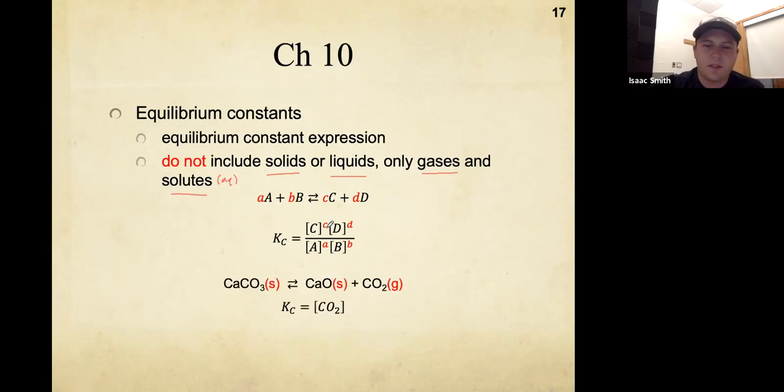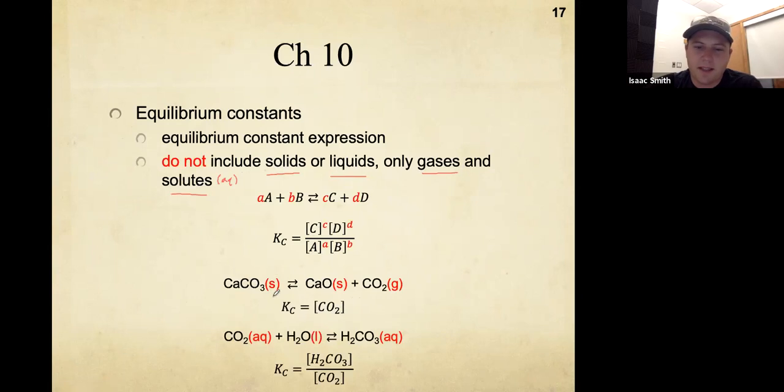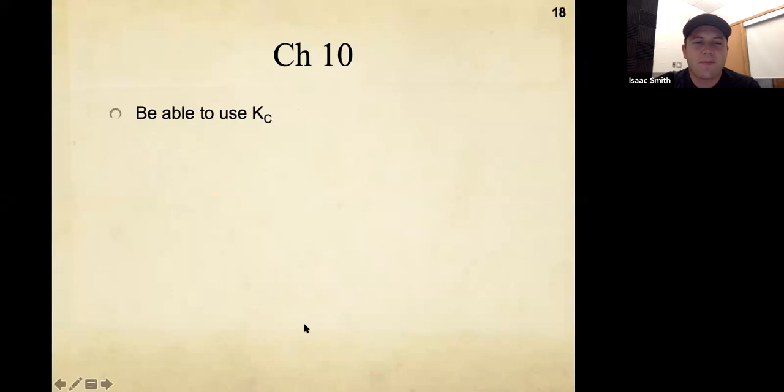So as an example, the equilibrium constant expression for this reaction is just CO2, right? You don't divide it by the concentration of calcium carbonate because it's a solid, okay? If you had something like this, then you have carbonic acid divided by CO2. Water is not included because it's a liquid, right? You probably practiced these a few times in the homework by now.